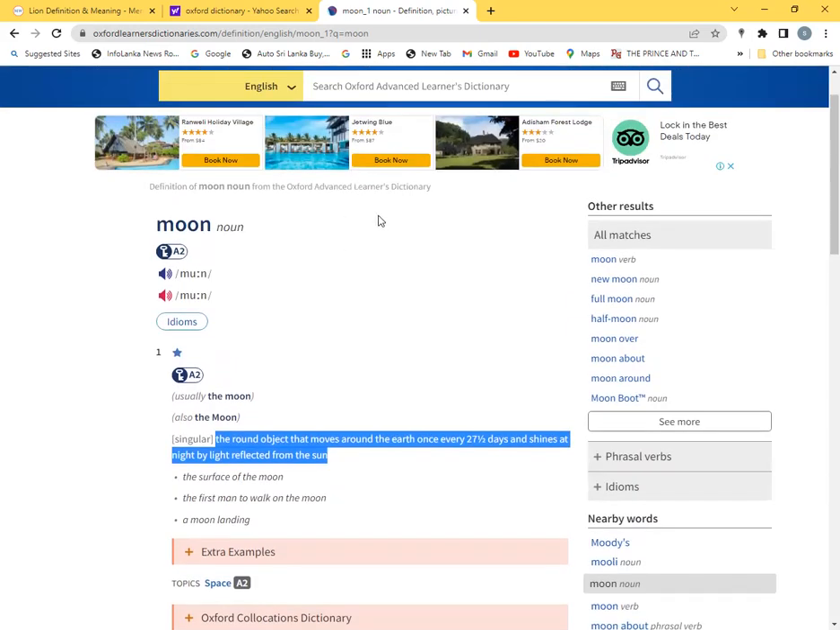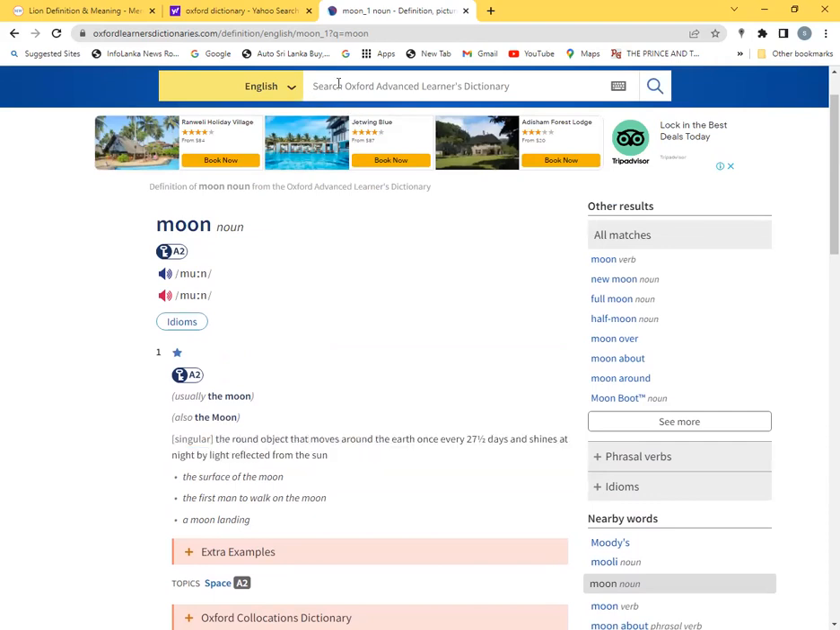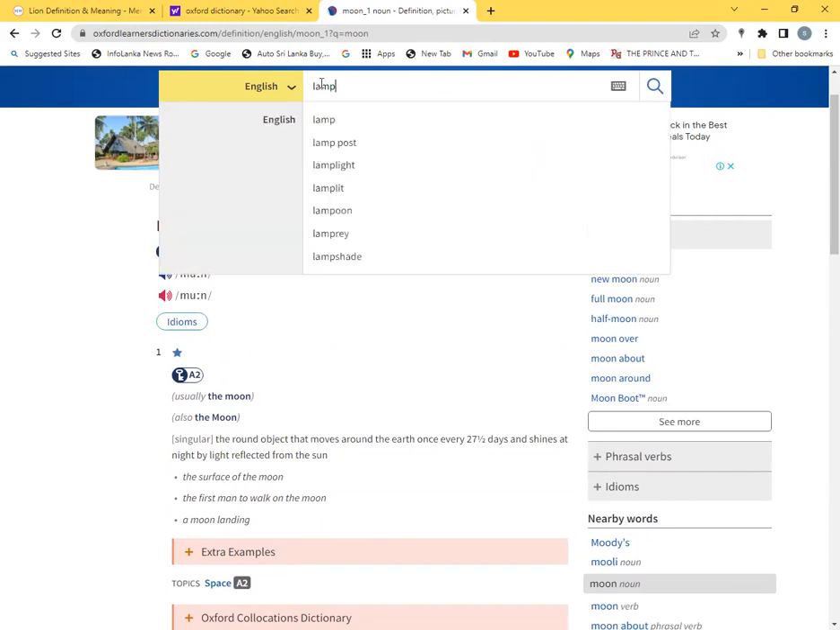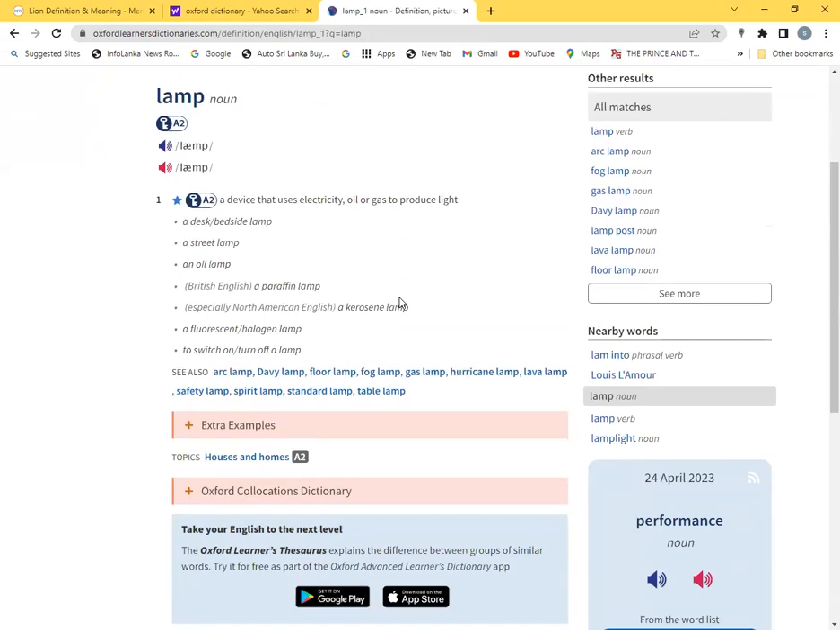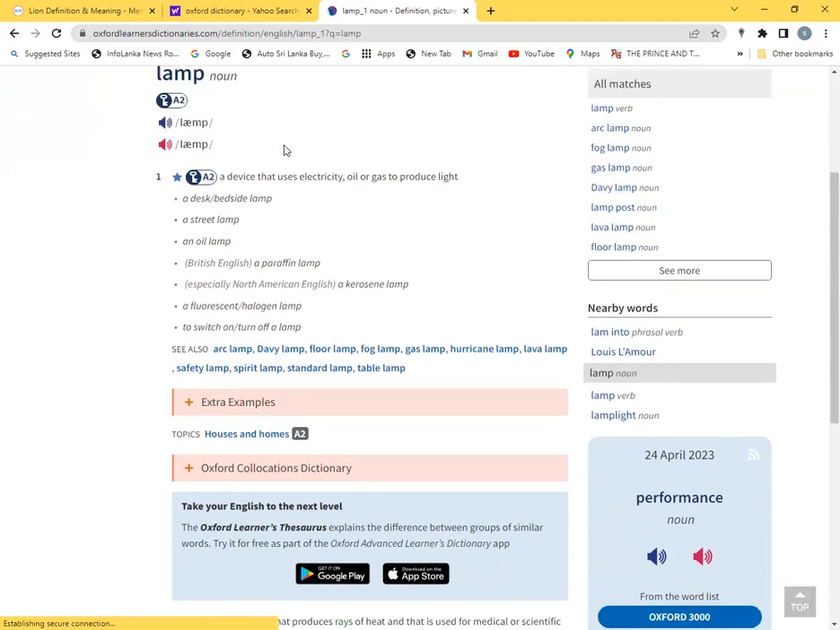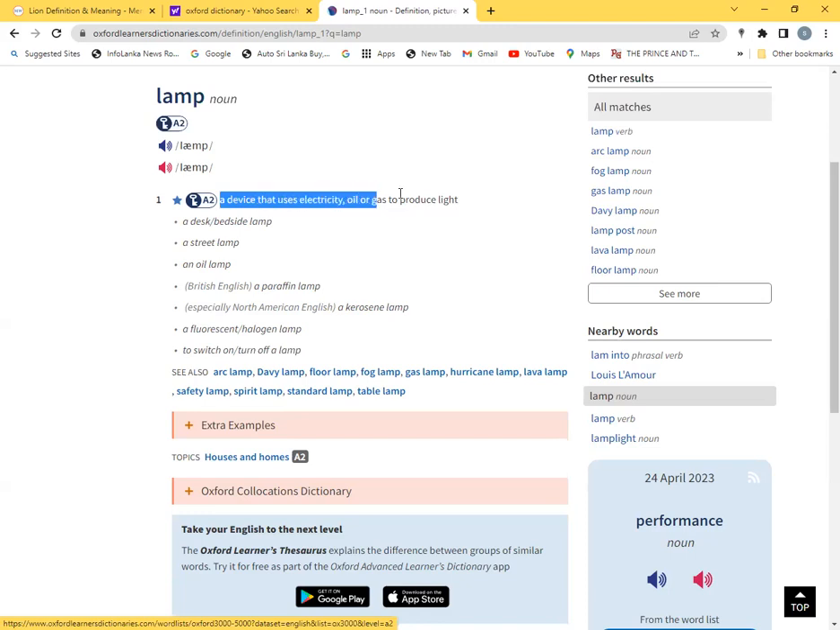Okay. Another word, write down lamp, L-A-M-P, lamp. Now, what is the denotative meaning, lexical meaning, of lamp? A device that uses electricity, oil, or gas to produce light. Lamp. Denotative meaning. Lexical meaning.